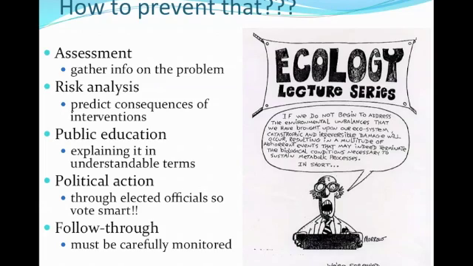So you want to assess the problem, take a risk analysis on consequences of interventions, educate the public so that they actually take part in the fixing. Then also you have to go through the elected officials, because this usually becomes a law, and then you want to make sure you monitor. But in general, what you really want to do is decide whether you need to conserve an area or restore an area.